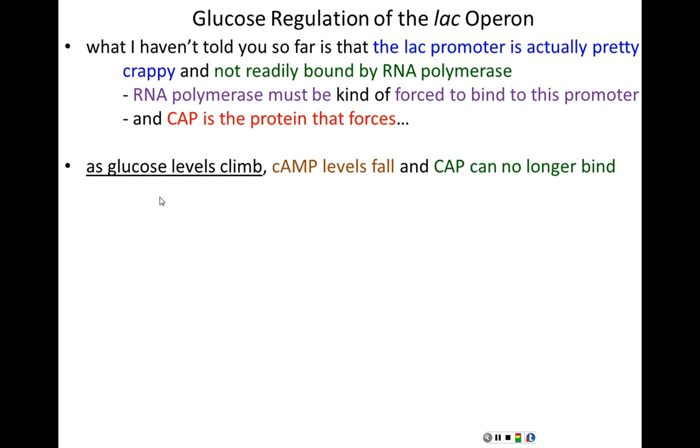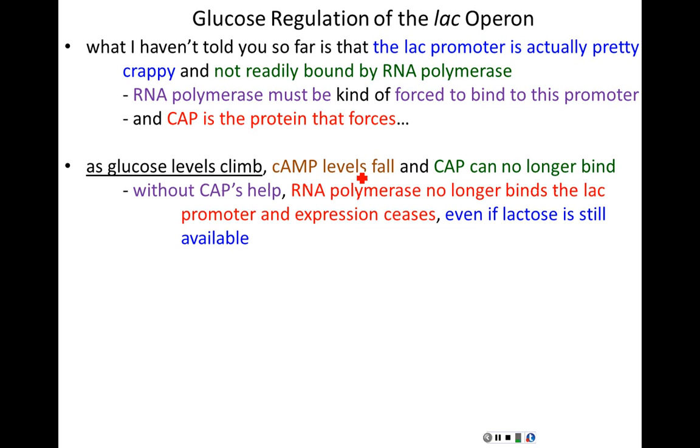So in text, as glucose levels climb, cyclic AMP levels drop. The relationship between glucose levels and cyclic AMP levels is always opposite. As glucose levels go up, cyclic AMP levels go down. As cyclic AMP levels fall, CAP can no longer bind to the Lac Operon. Without that help of CAP, RNA polymerase no longer binds to the Lac Operon. The expression of the operon ceases, even if lactose is still available.